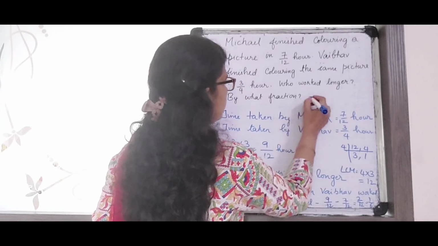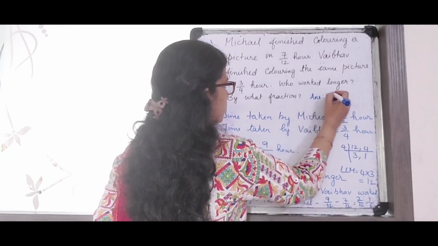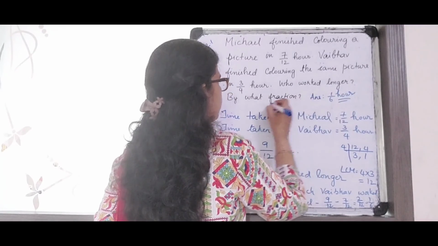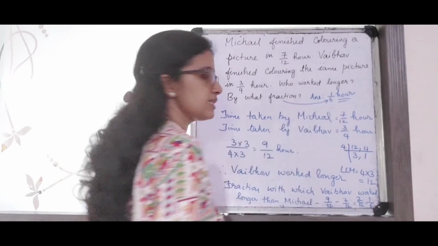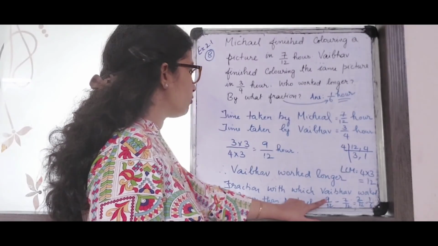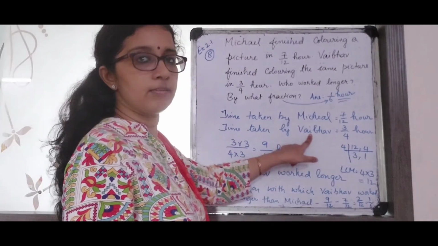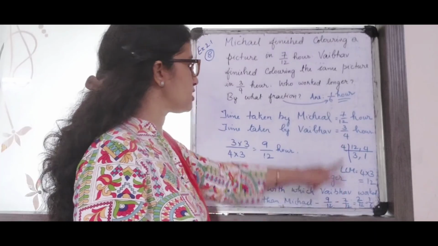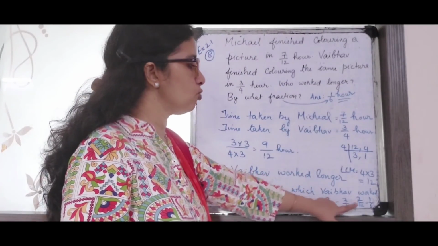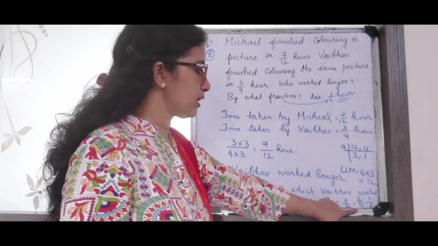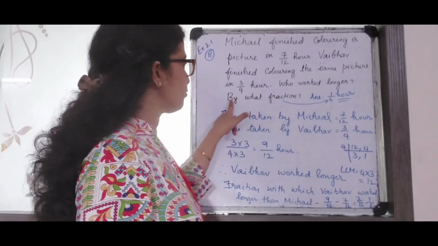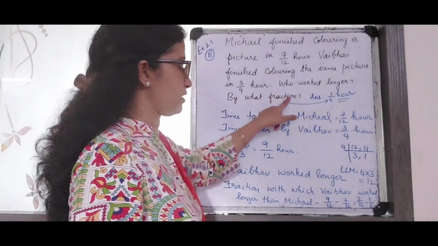So what is the answer? Answer equal to 1 by 6 hours. Okay, answer for this. By what fraction means 1 by 6 hours. Because we just have to subtract 9 by 12, which is the time taken by Vaibhav to complete this, and 7 by 12, which is the time taken by Michael to complete this. If we subtract these two, you will get 2 by 12. 2 by 12 can also be written as 1 by 6. Okay, so 1 by 6 hours is the answer for this last part, that is by what fraction.